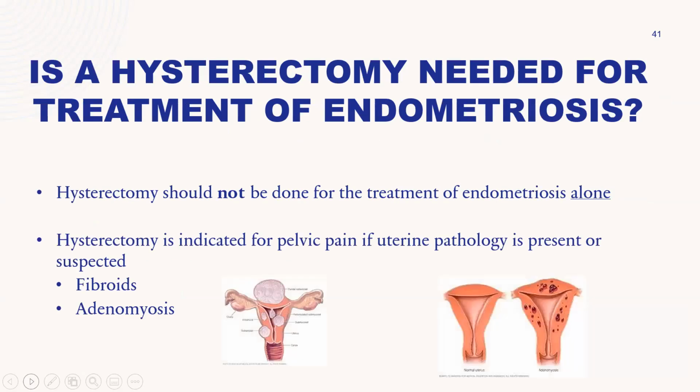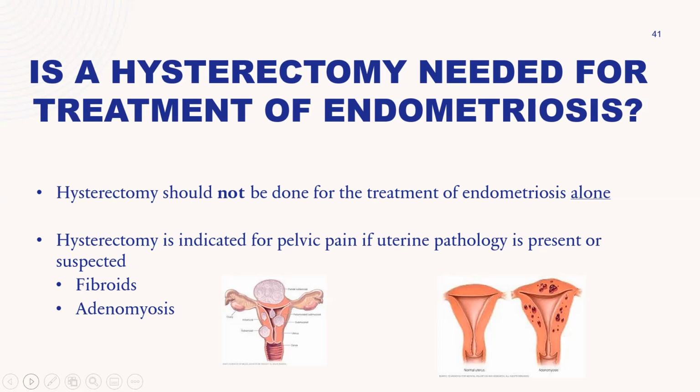Next slide. So a hysterectomy. Often patients have hysterectomies for endometriosis, and a lot of times those patients are young and were counseled that this is the best way to make sure that endometriosis doesn't come back. I just want to make the point that by definition, endometriosis is disease outside the uterus. The implants are outside the uterus. So removing the uterus is an inappropriate treatment for endometriosis alone.